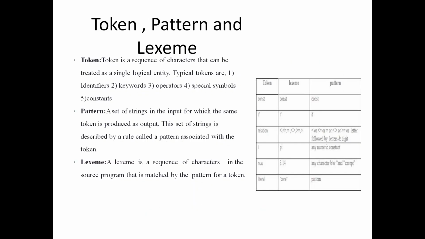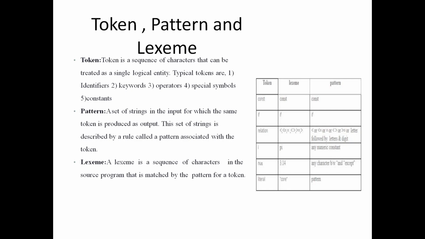Then we have the three important keywords used in the lexical analyzer: token, pattern, and lexeme. What does token mean? It is a sequence of characters that can be treated as a single logical entity. We have different types of tokens like identifiers, keywords, operators, special symbols, and constants. Then we have a pattern. A pattern is a set of strings in the input for which the same token is produced as output. And lexeme means it is a sequence of characters.